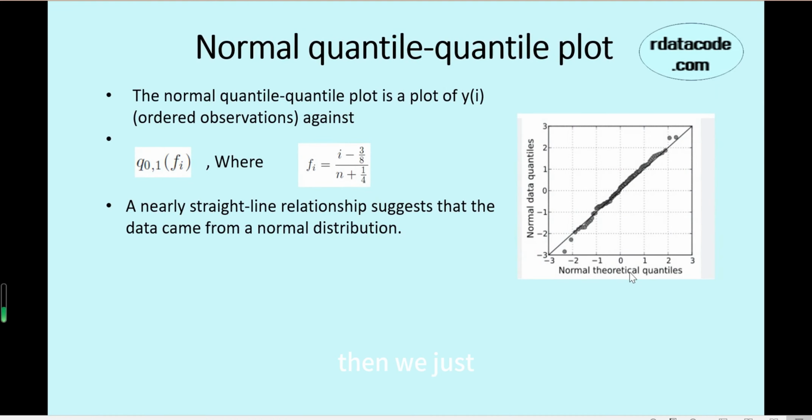Then we plot the scatter plot between this quantile value from the normal distribution and the sample value for this random sample. If most of the points are on a straight line, we say this random sample comes from a normal distribution. Otherwise, it is not from a normal distribution, right?